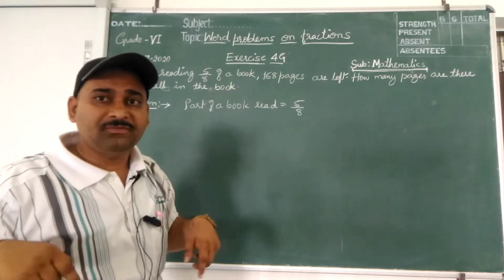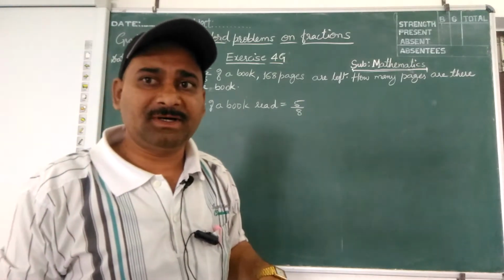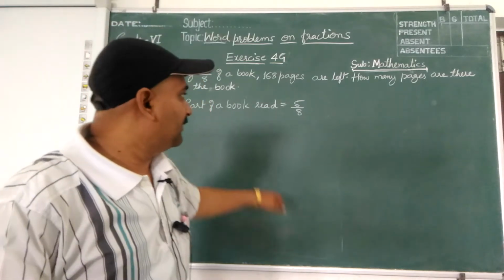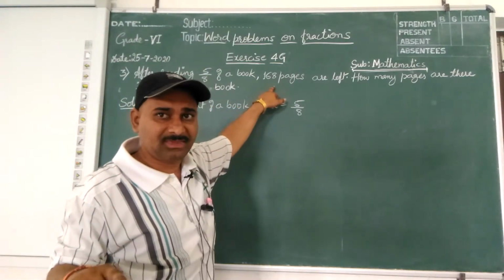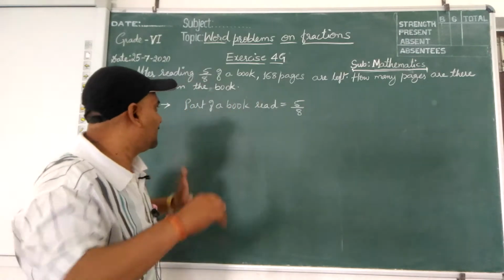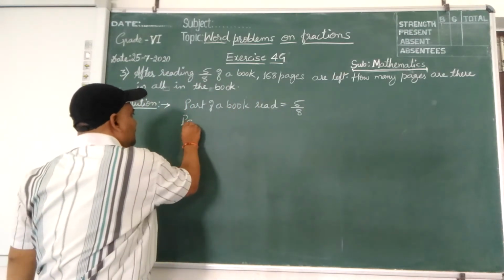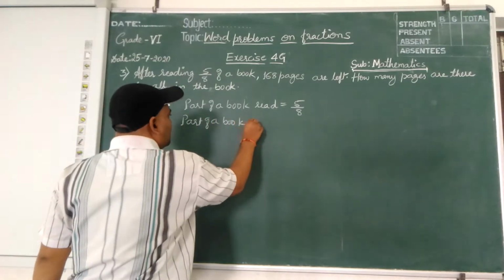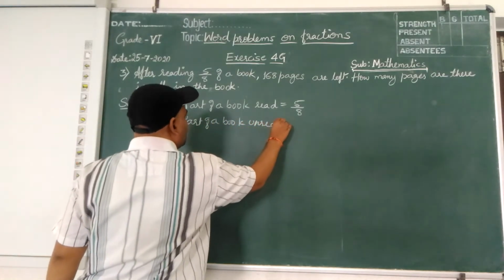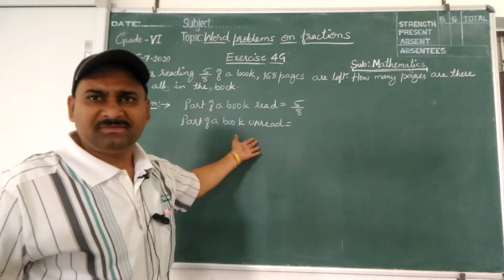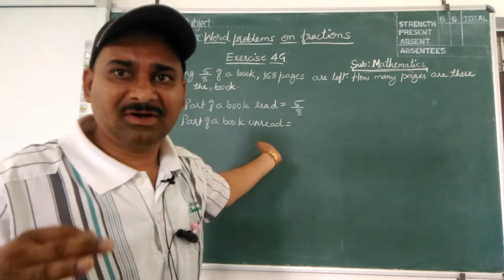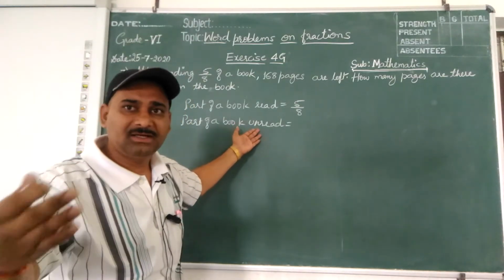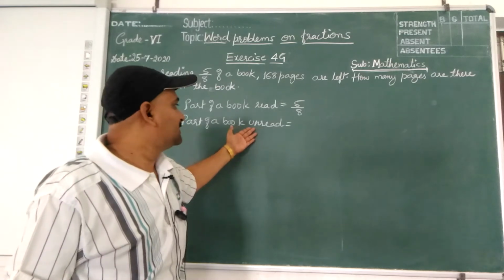And if we want to know how much part of the book is not read, it is given in the form of numbers. But let us convert this into a part. How? Part of a book unread. Part of a book unread means which is not read, the number of pages which are left out, still to be read. How much part will it be?